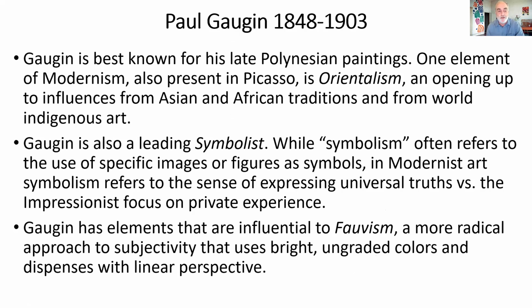So Gauguin, an interesting character, best known for his late Polynesian paintings. He has many paintings from before then, from before he first went out there. Actually, his first tropical paintings are from a stop he made in Martinique in the Caribbean, where I think there's a landscape in here from there. So modernism, Orientalism, and we see this also very much in Picasso and Picasso's fascination, for example, with tribal masks, both from Africa and from the New World. Gauguin, of course, is out there. He's gone out to the South Pacific. He's gone out to Tahiti.